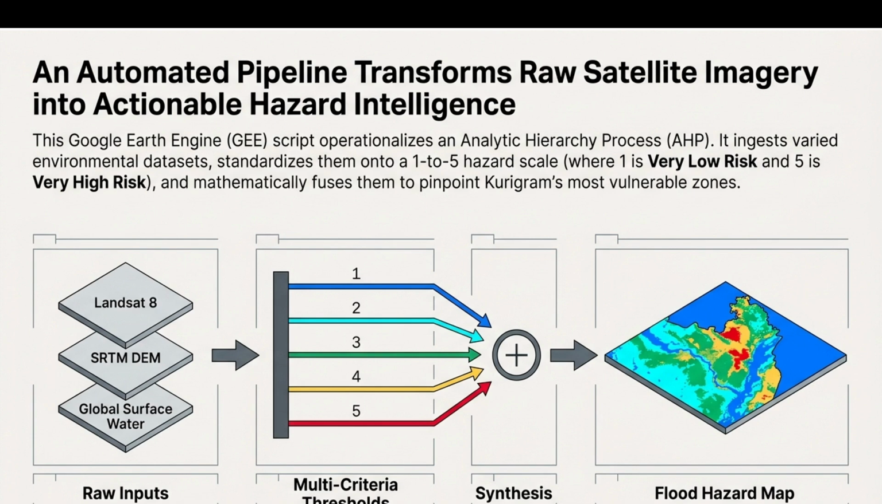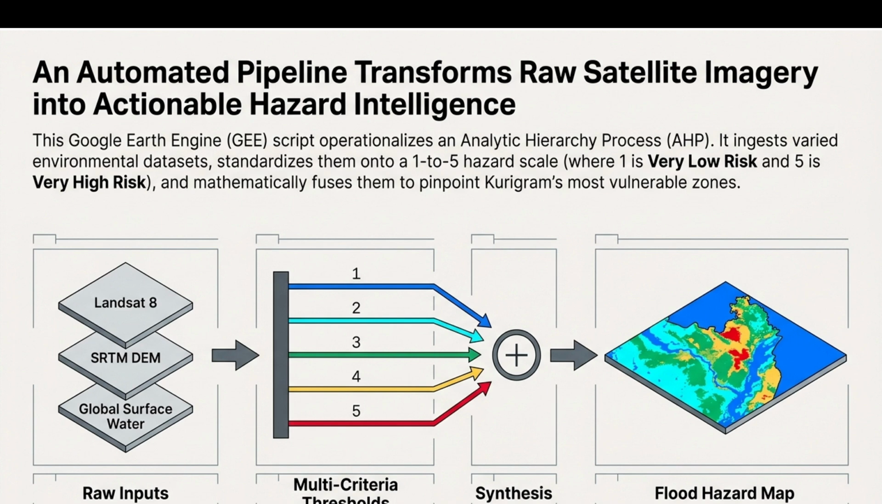It operationalizes an analytical hierarchy process, mainly AHP, and integrates varied environmental datasets, different types of environmental datasets, and standardizes them onto the 1 to 5 hazard class. Okay, so 1 is very very low risk, 5 is very very high risk, and it mathematically fuses them to pinpoint this study area, mainly Kurigram, the most vulnerable zone in our Bangladesh.